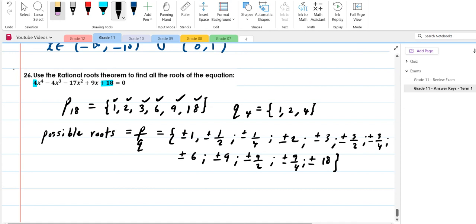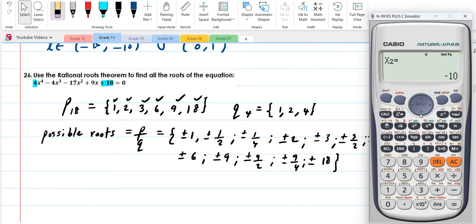If I substitute 1 here, 4 minus 4, that's 0. Minus 17, 9 and 18 is 27. No, 1 does not work. Let's try minus 1. Maybe minus 1 might work.